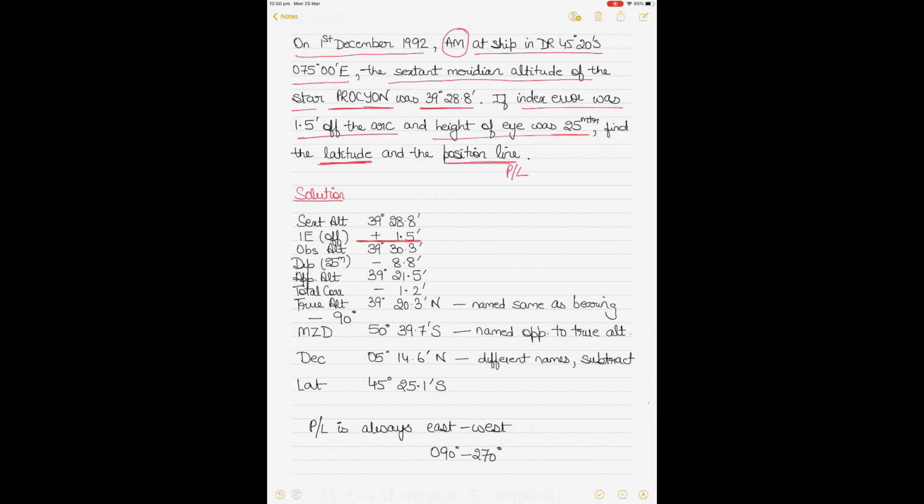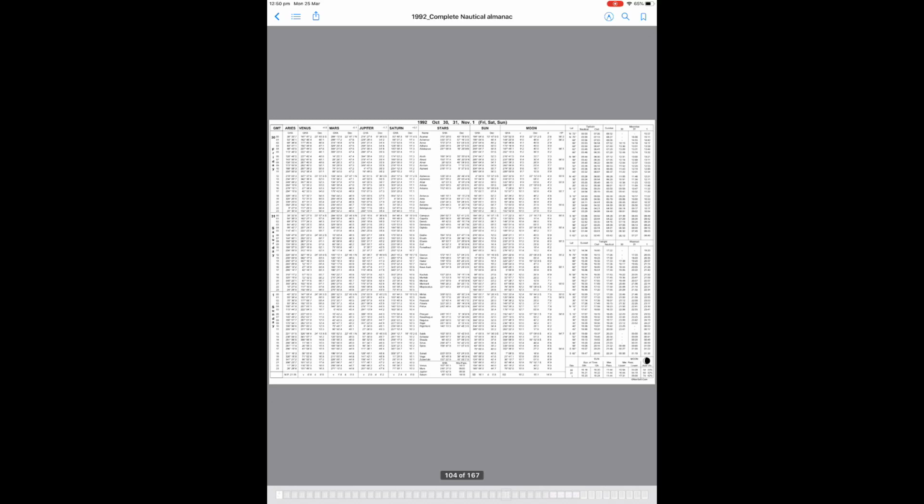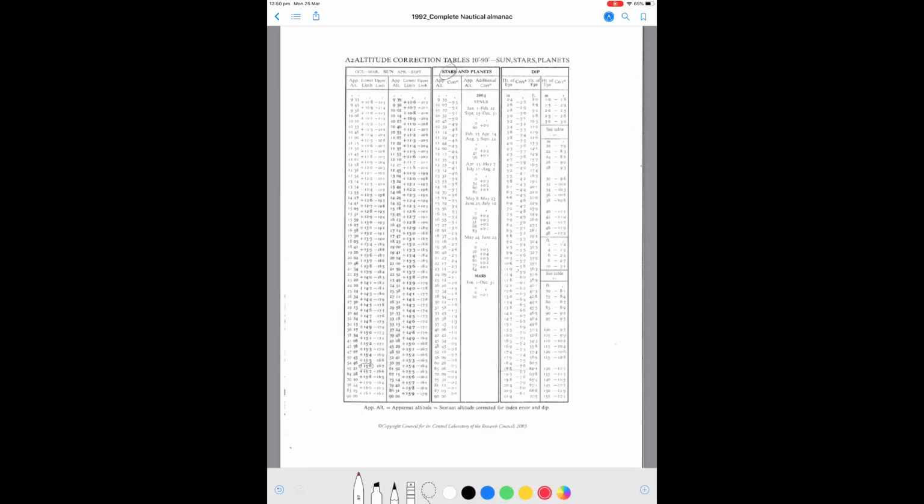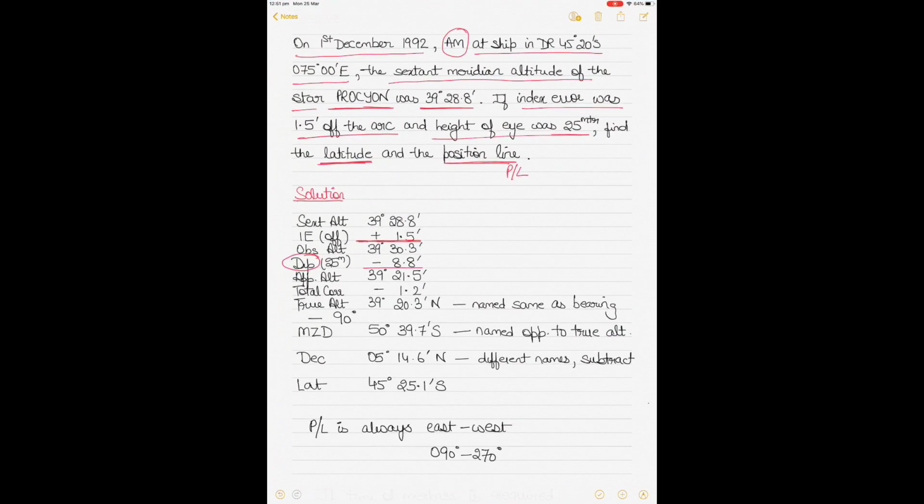Then I obtain my height of eye correction for 25 meters, which is also called dip. To do that I have to go into the almanac. So I go into the almanac for dip. I'll come back to this page later. I need this page here. Alright, so height of eye and dip correction is here: height of eye is here, meters is here, and feet is here. So for a height of eye of 25 meters it will be somewhere here. You can see here it's between 24 and 26, so no interpolation. For 25 meters it will be minus 8.8 or so. So I have obtained minus 8.8 here.